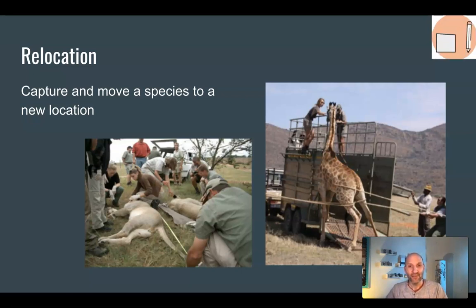In the picture on the left, you can see two lions that have been tranquilized. Perhaps in Africa, there's an area that doesn't have enough lions. Well, if another spot in Africa has too many lions, you can simply move lions from the area with a big population to an area with a smaller population. The same thing you can see here is happening to giraffes. They can simply move the giraffe from one area to another.